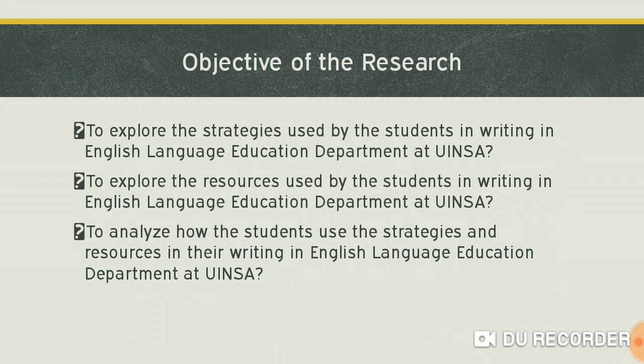And the next, the objectives of the research. There are three objectives of the research. The first is to explore the strategies used by students in writing in English Language Education Department at WINSA. And the second is to explore the resources used by students in writing in English Language Education Department at WINSA. And the third is to analyze how the students use the strategies and resources in their writing in Language Education Department at WINSA.